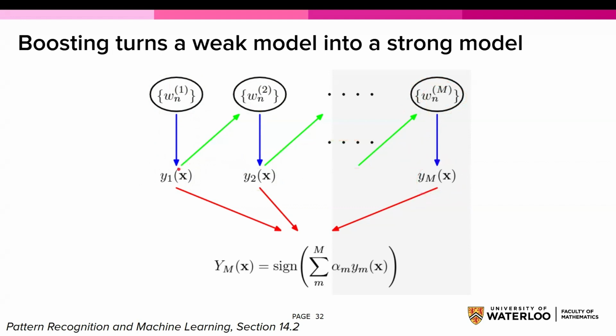But here's the catch. Apart from the first model in the series, the very first base model that we built, these weights are determined by the previous classifier. So the weights used to train the second model in the series are determined by the first model.